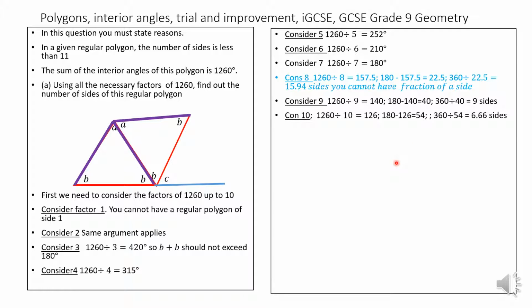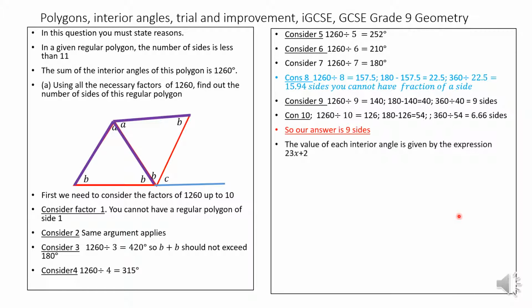If we now divide 1260 by 10, we end up with 126, which means that each exterior angle is 54. And if we divide 360 by 54, we get 6.66 sides. And we cannot have a fraction of a side in the polygon. Which means that the answer is that this polygon has got 9 sides.